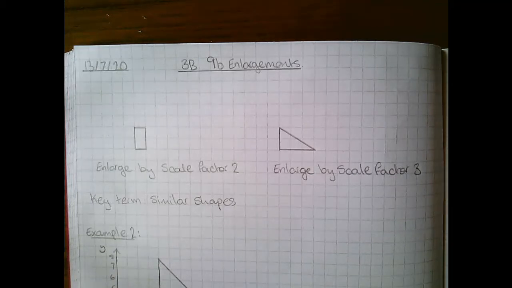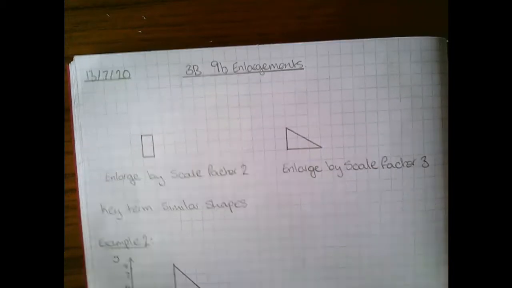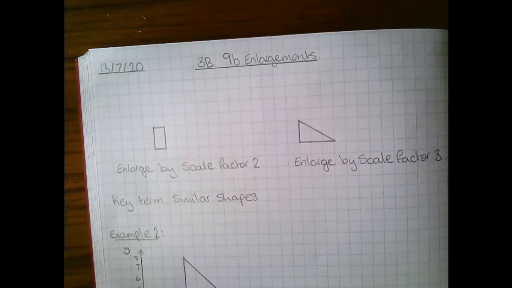Hi, Year 9. This is the video for 3B, 9B enlargements. An enlargement is a transformation that just affects the size of your shape. So it can either make it bigger or smaller because it changes the dimensions. So there are two important things that you need to complete an enlargement.